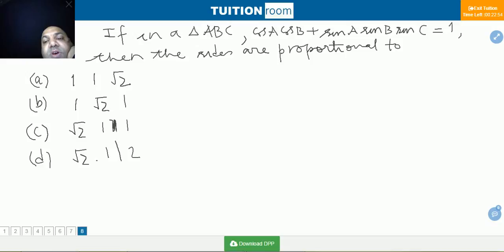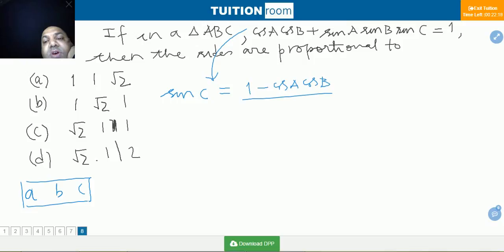It's a very tricky question. If in a triangle ABC, cos A cos B plus sin A sin B equals 1, this condition is given, the sides are proportional to what? He is asking the ratio a is to b is to c, and we are given the relation like this. From here we can write sin C is equal to 1 minus cos A cos B upon sin A sin B.